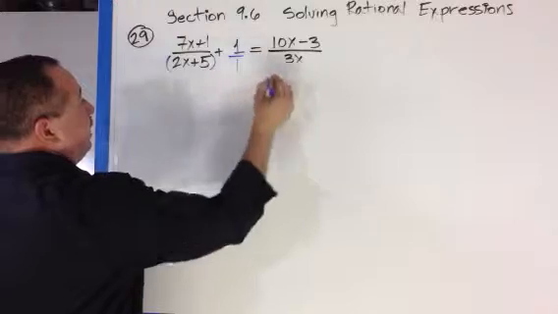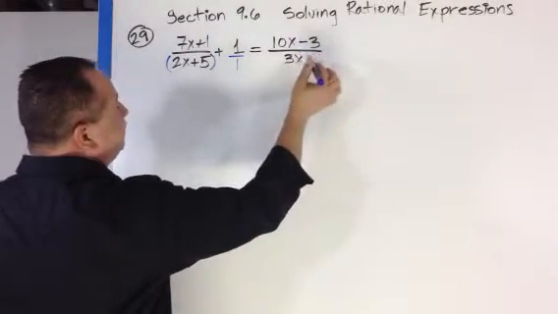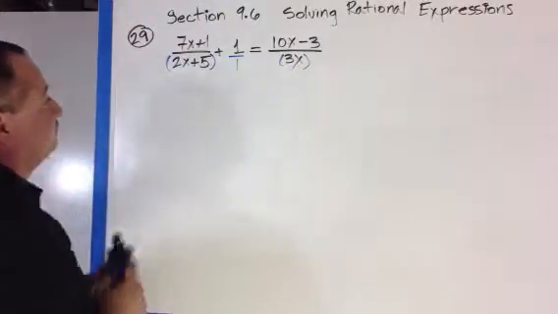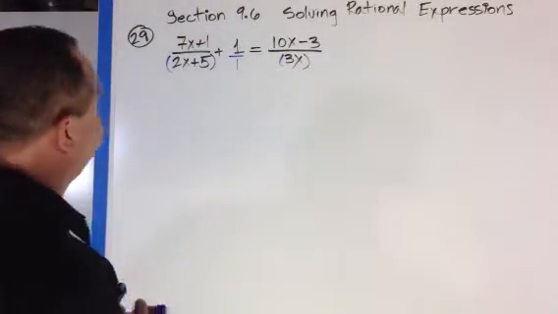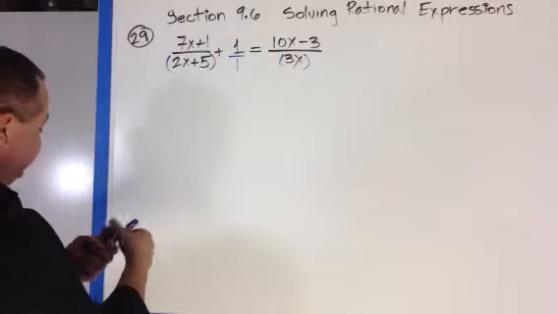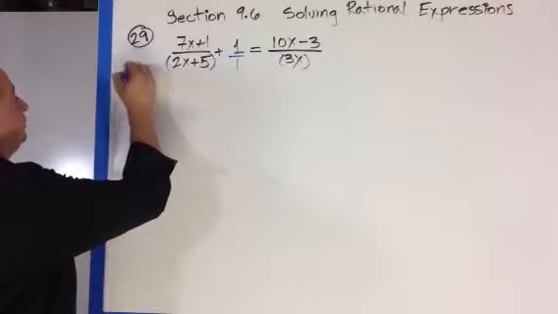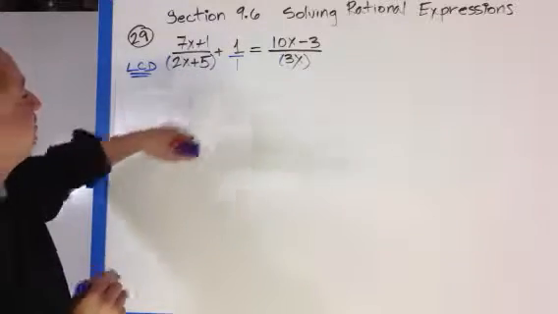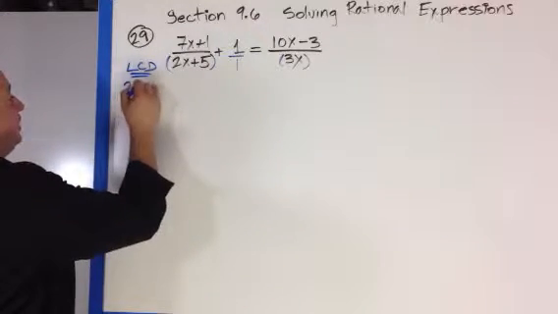I'll put it over 1. And I suppose you can make this look like a factor form. We'll leave it like that. Okay, so now what I want to do next is I want to make an LCD list. So LCD. My first thing will be 2x plus 5. That'll be my first.